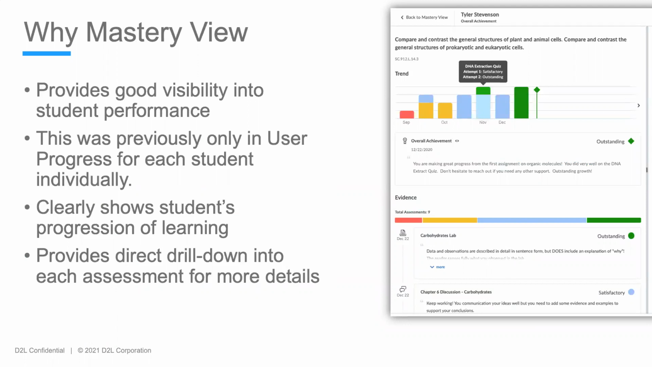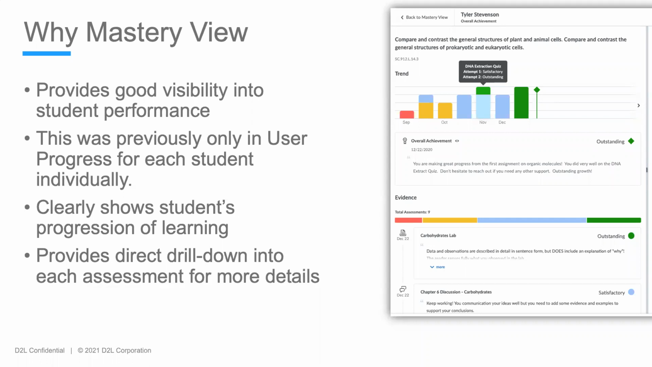The teacher can drill down or click on any one of those cells in the table view and get detailed views of each individual assessment, each individual evaluation, in the timeline or the trend line going across the top, as well as the evidence timeline going down the bottom. It clearly shows the student's progress of learning and provides drill down to go into each individual assessment for more details. So from that evidence timeline at the bottom, the instructor can click on any one of those to go back to the actual submission.